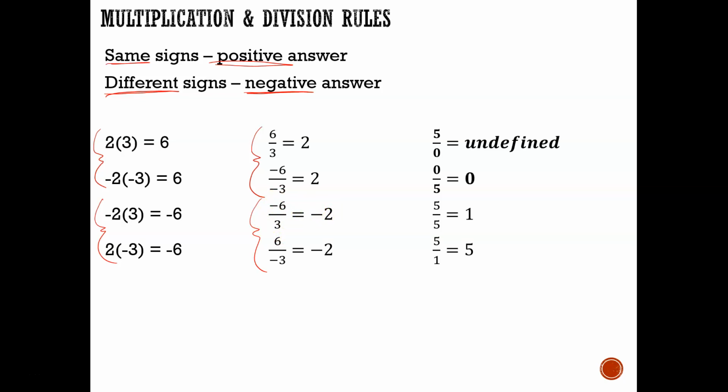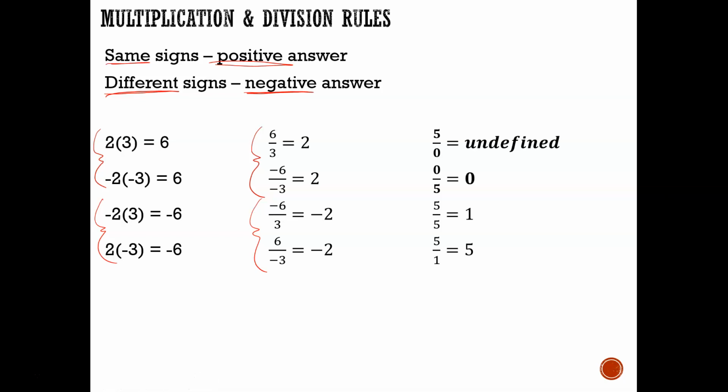And then I also have another column that just has some important division rules that we will use a lot this semester. The first one says 5 divided by 0 is undefined. So anytime you have a problem where you're dividing by 0, that is called undefined because you cannot actually divide by 0.